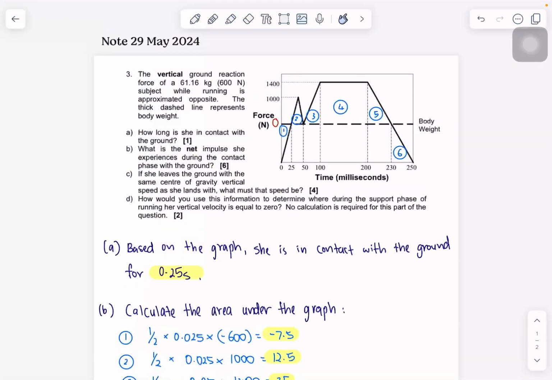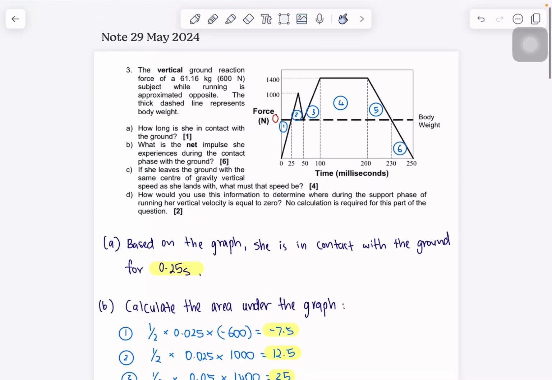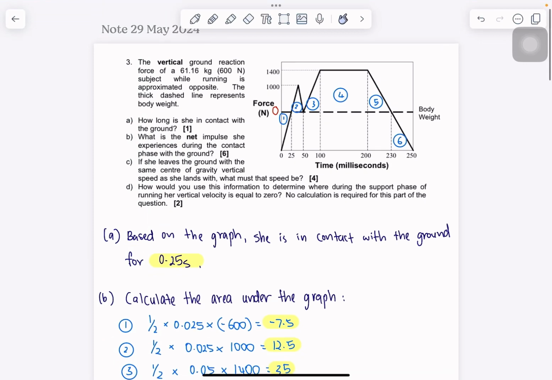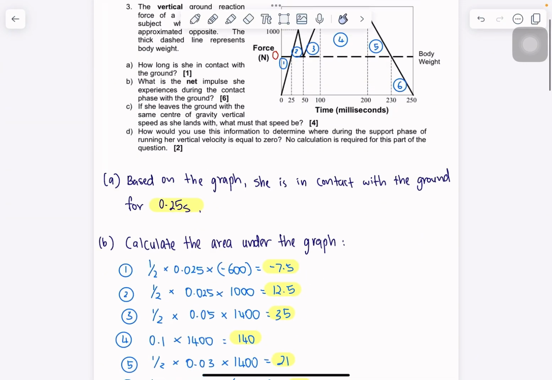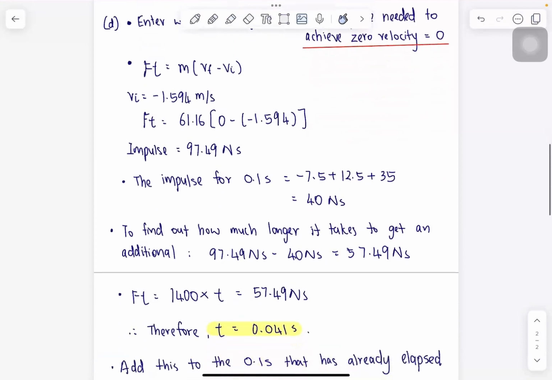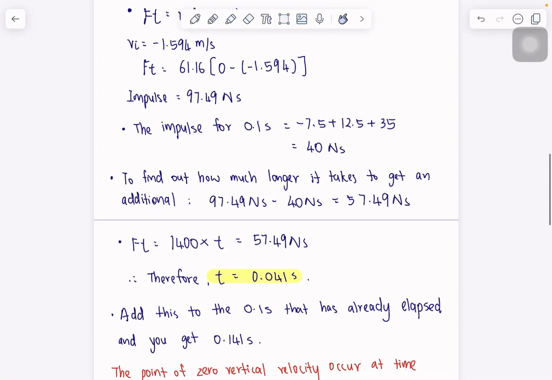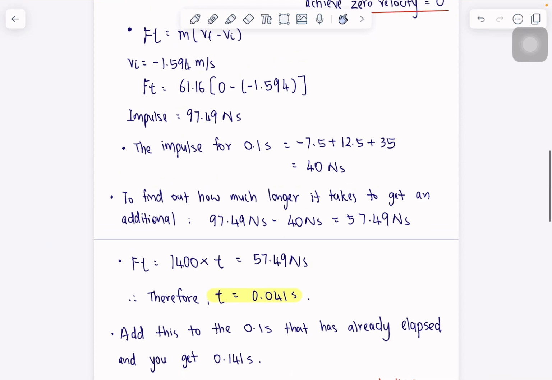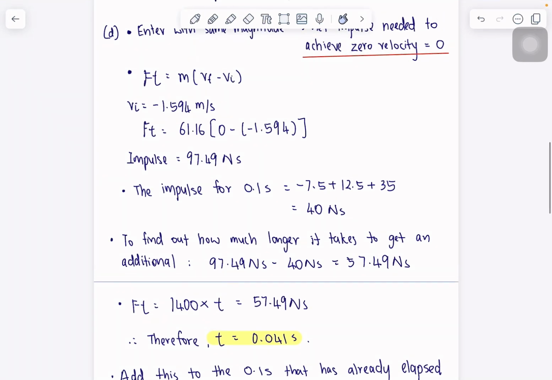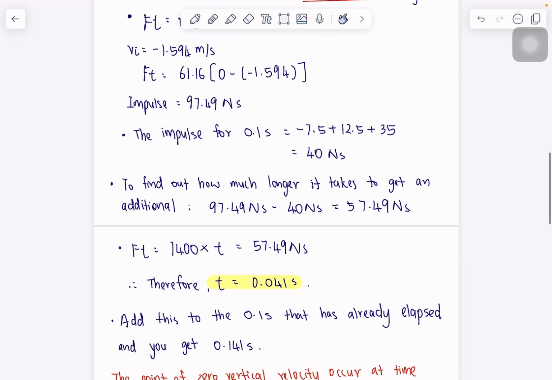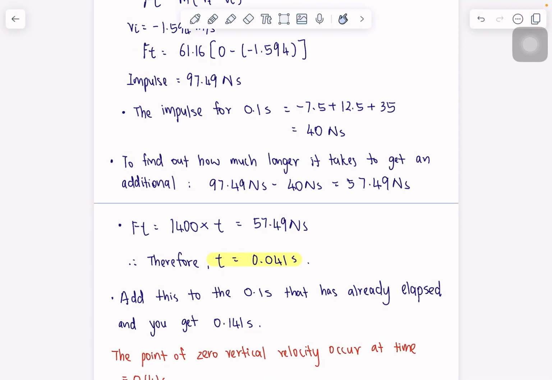Then we calculate the impulse for the first 0.1 seconds, where we sum up the first three triangles, triangle 1, triangle 2, and triangle 3. And then we get 40 Newton seconds. Then we subtract the impulse for 0.1 seconds from the impulse for 0 velocity. Then we get 57.49 Newton seconds.